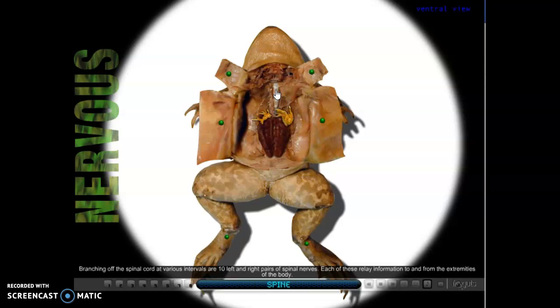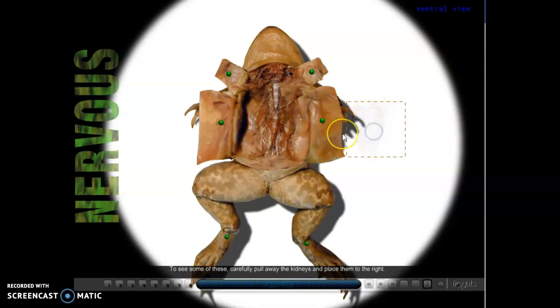Branching off the spinal cord at various intervals are 10 left and right pairs of spinal nerves. Each of these relay information to and from the extremities of the body. To see some of these, carefully pull away the kidneys and place them to the right. See if you can find and identify the sciatic plexus nerves.